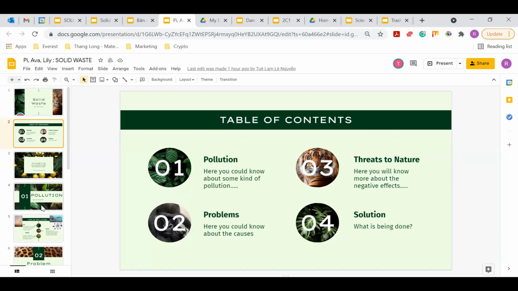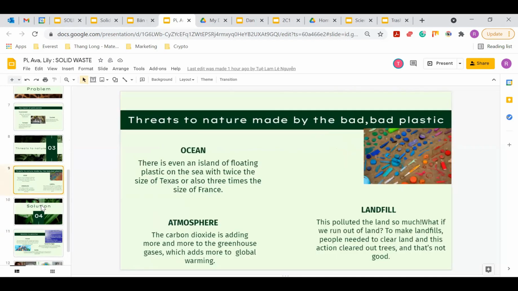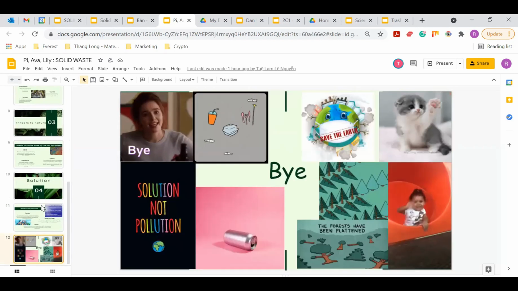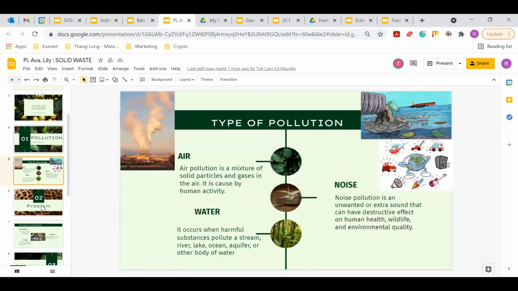Where is space for the measurements and the graph and the table that you have done? You're talking a lot about pollution, but we want to be talking specifically about solid waste. You're talking about air, water, and noise here. You don't need that because we're talking about solid waste and the impact of solid waste.